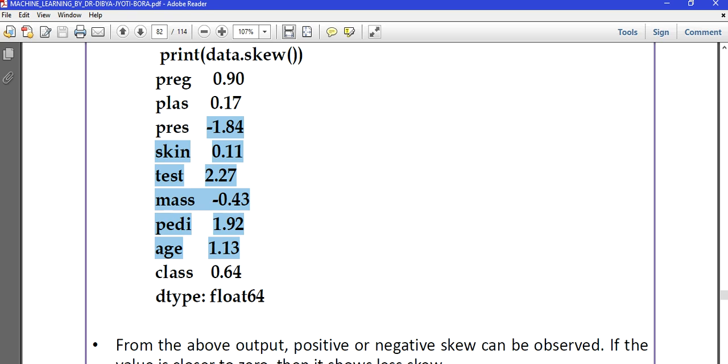From this output, we may observe positive and negative skew. If the value is closer to 0, then it shows less skew. Note it down: if the value is closer to 0, then it shows less skew.